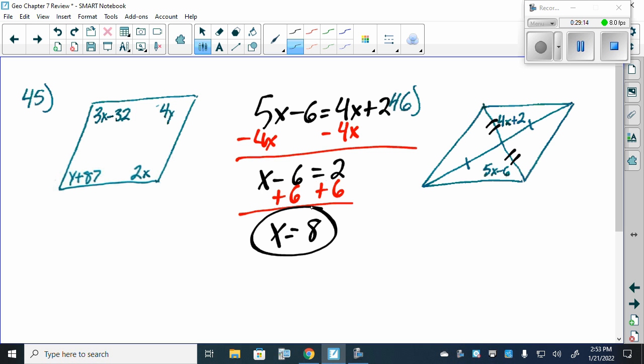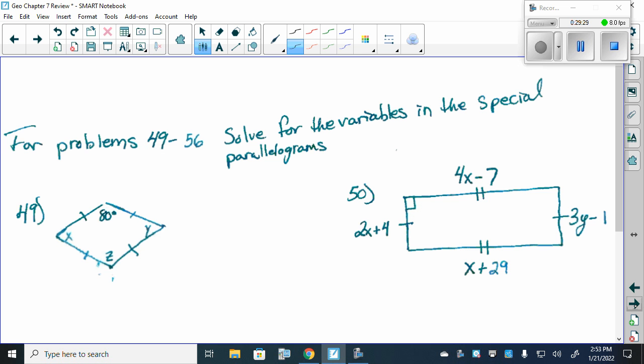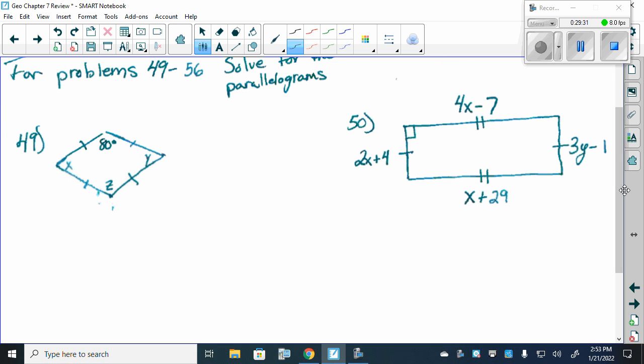Any other questions on 45 or 46? Questions on 47 or 48? Questions on 49 or 50?